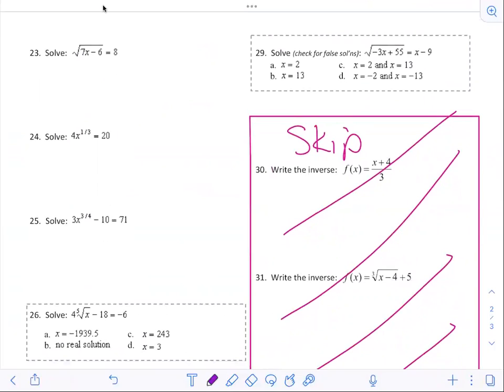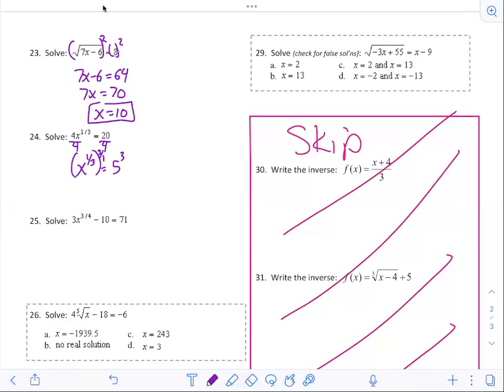Solving, we're going to square both sides. We're going to add 6 to both sides and then divide by 7. For number 24, we're going to divide by 4. Then we want to raise that to the 3 over 1 power, or just the 3rd power. So that's going to give us x equals 125.